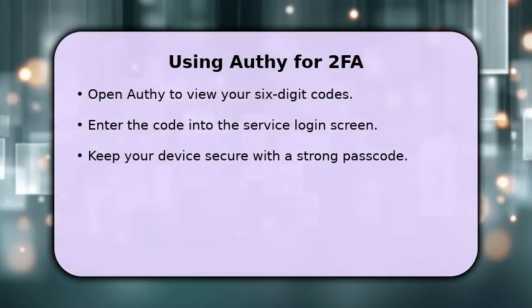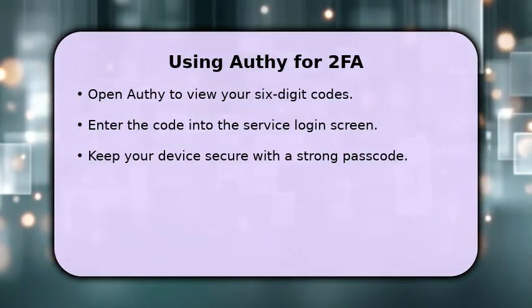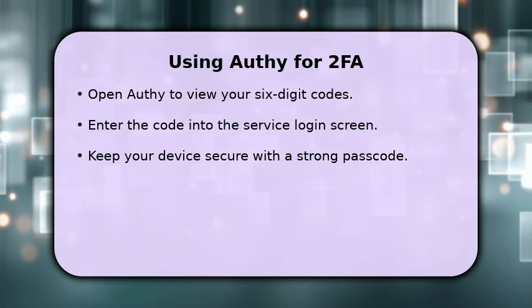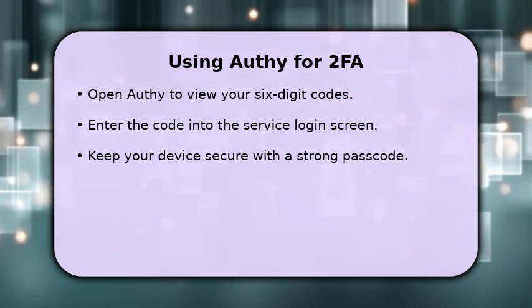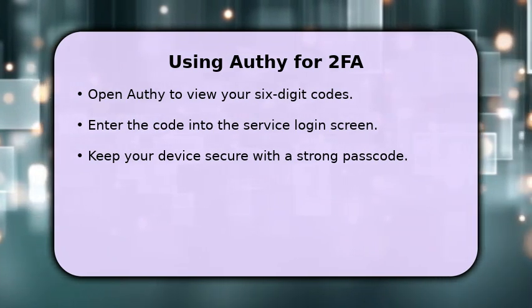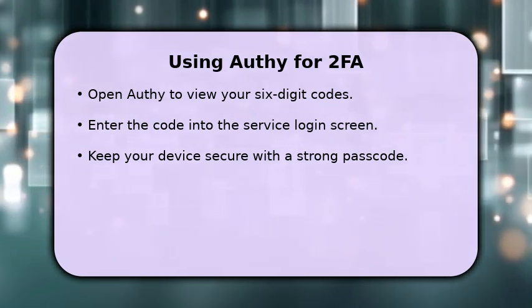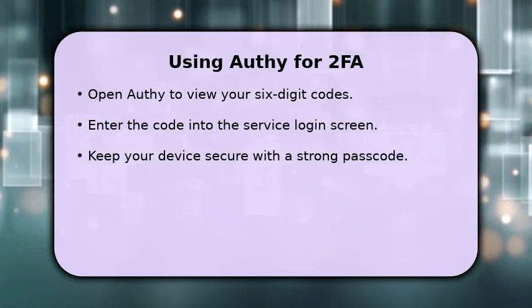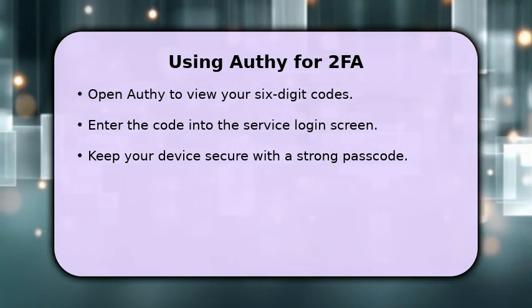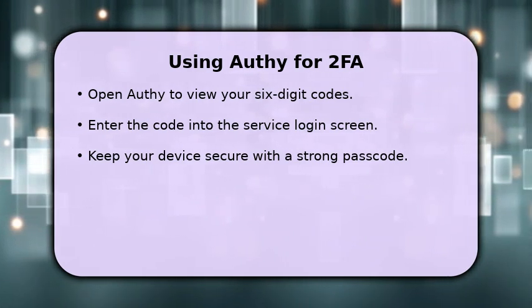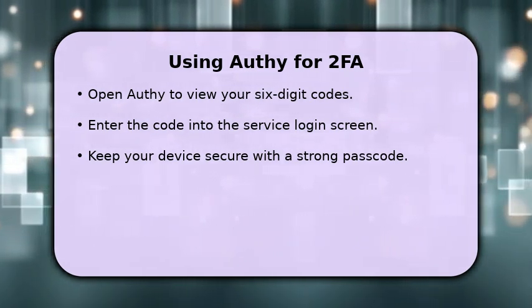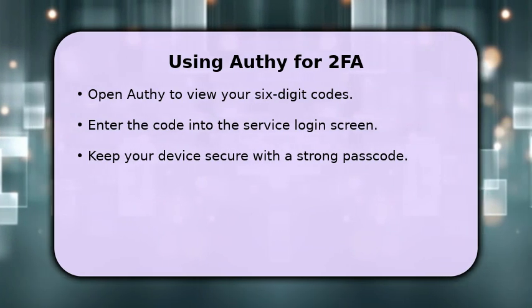Using Authy for two-factor authentication is straightforward. When logging into a service, open the Authy app to see the rotating 6-digit code for that account. Enter this code into the login screen of the service when prompted. The codes refresh every 30 seconds, providing robust security. Always keep your device secured with a strong passcode or biometric authentication.